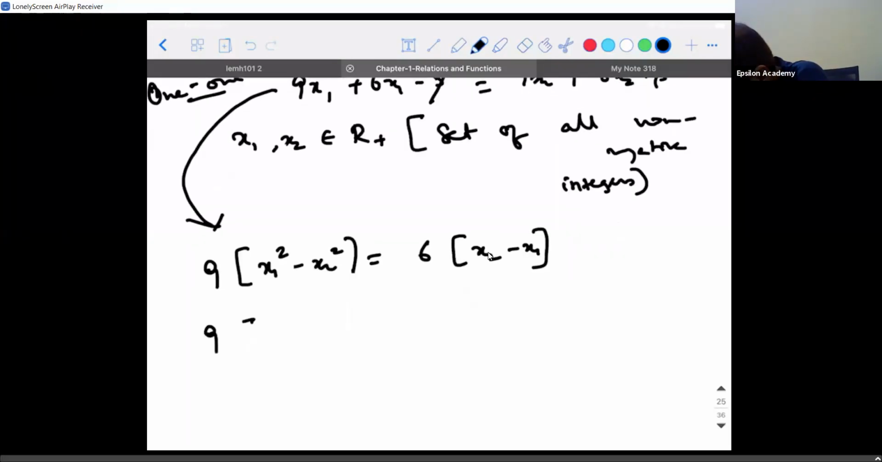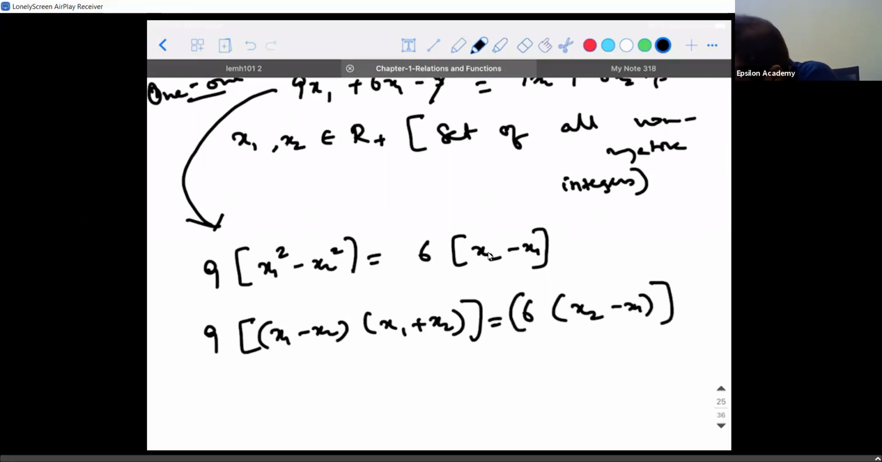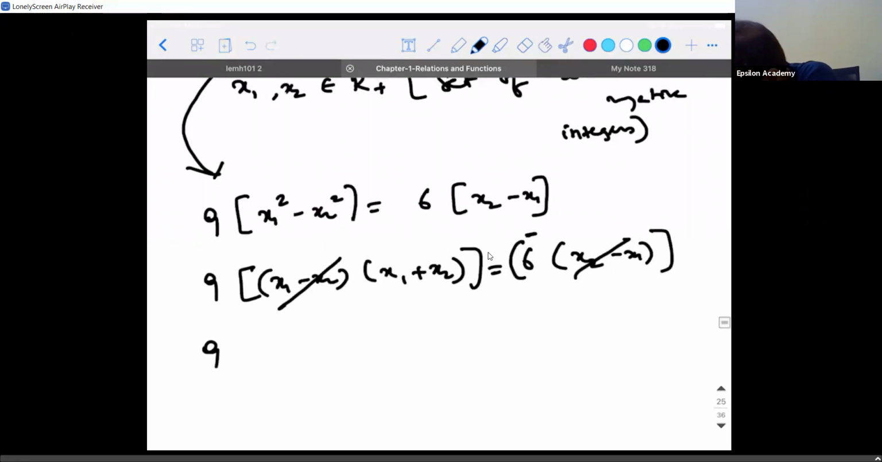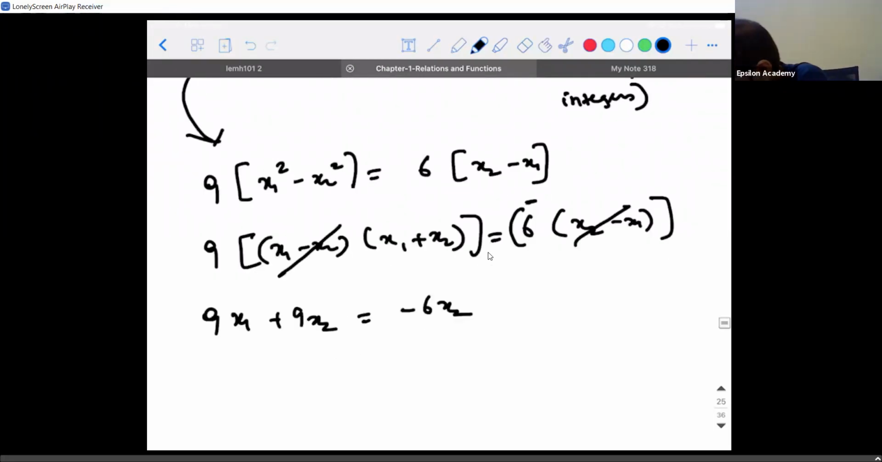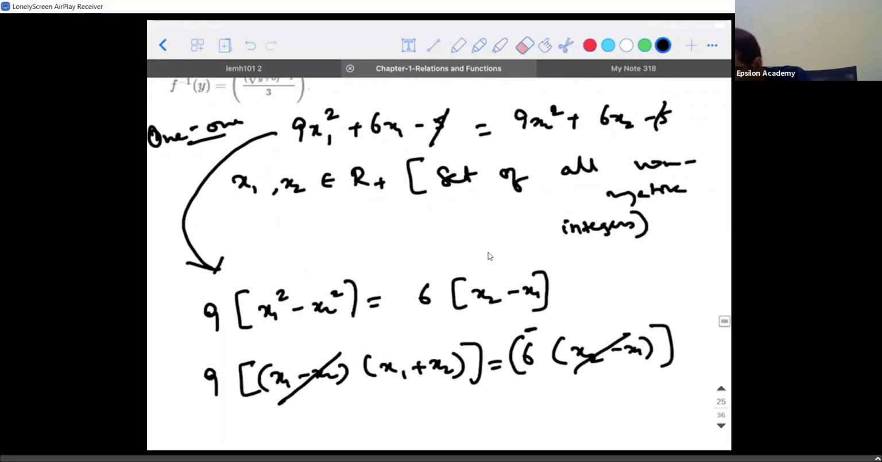Right? So 9(x1 − x2)(x1 + x2) = 6(x2 − x1). Cancel it, it will go minus 6 times. So 9(x1 + x2) = −6. Is it? No, sorry, what mistake did I do? So minus 6 will only be there, sir. Where did the minus come from, sir? It's all in multiplication. Left side it is x1 − x2, the right side it is x2 − x1.